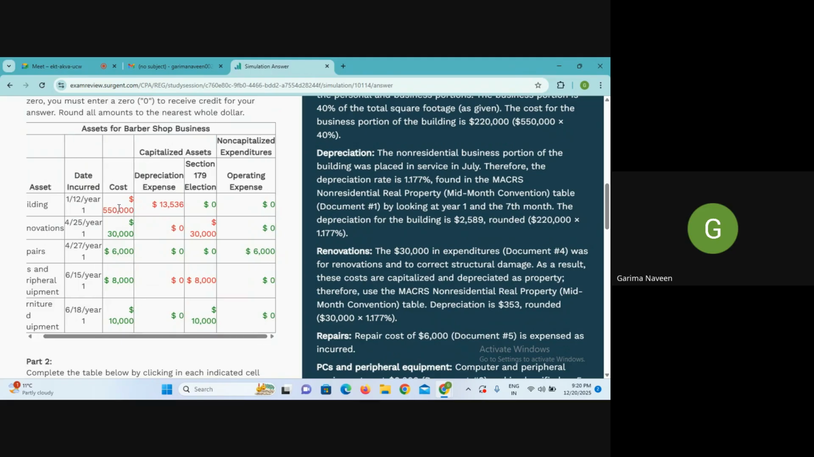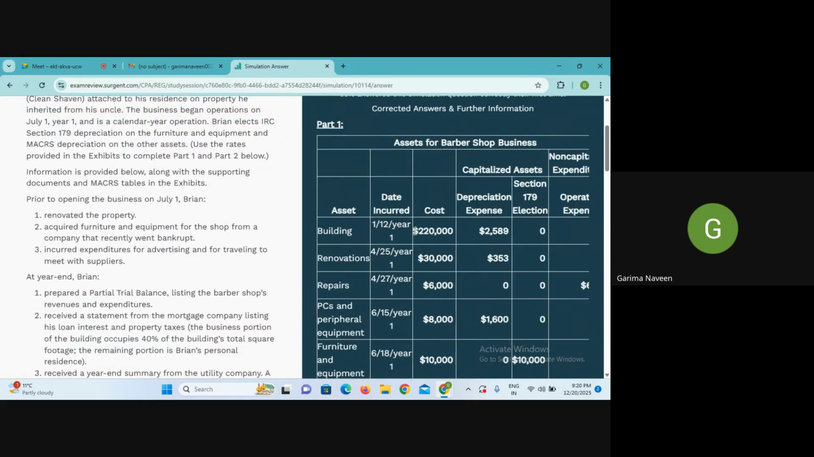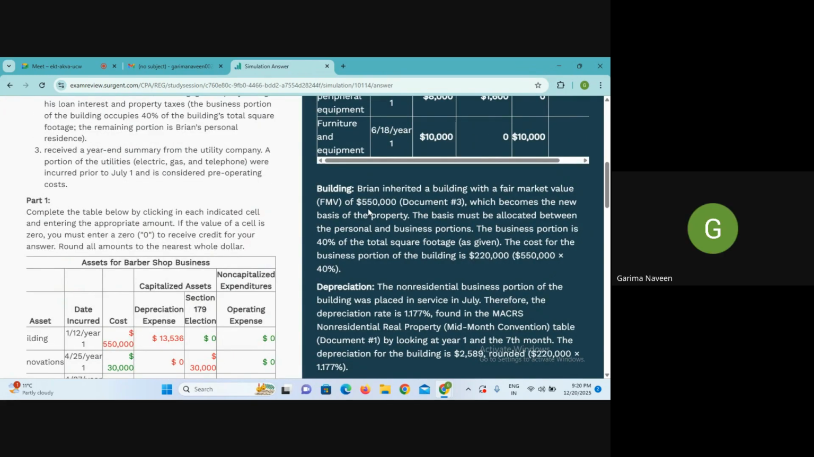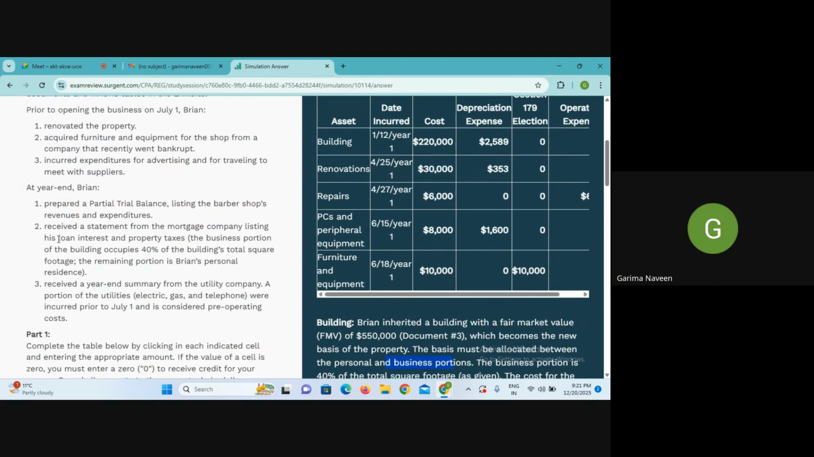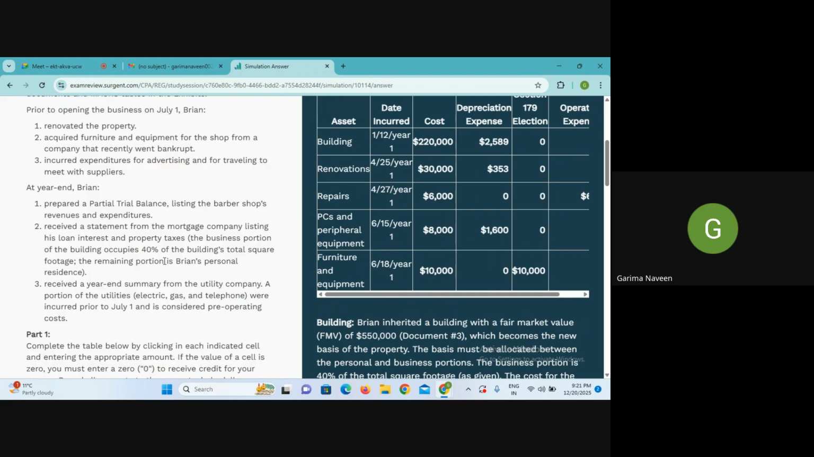Okay, so the building cost we put as 515, and here how much is it? 220. Okay, but why have they taken 220? Inheriting fair value is the basis when we allocated between personal and, okay, sorry, 40%. You forgot to read that the business portion is 40% of the building. They are using that portion for business purposes and the rest of the portion they are using for personal residence. Okay.